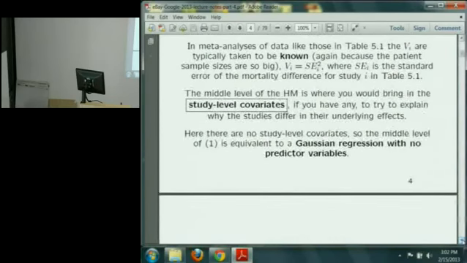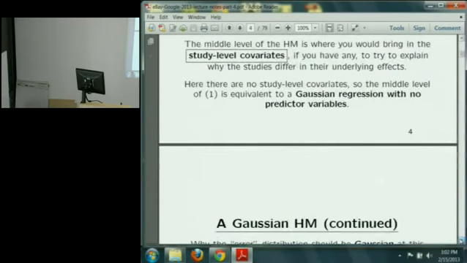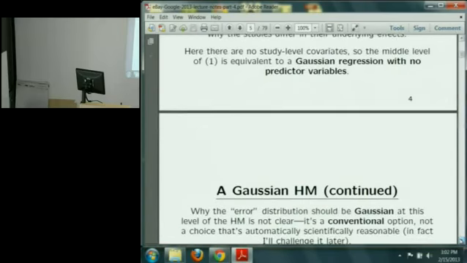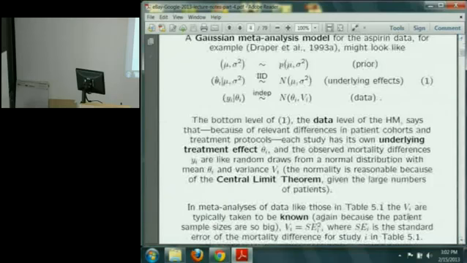In meta-analyses of data like these, the VIs are typically known, or assumed to be taken to be known, because there's so much data. The middle level is where we bring in the study level covariates. Here there aren't any study level covariates. In effect, if you think about it, what would the linear model have looked like here? If there were covariates, the theta i's would no longer be identically distributed. They would be independent of each other, and the mean would differ according to some covariate x, for example. And this is like a regression model with no predictor variables. It's like a regression model with only the intercept term. So in effect, we're doing that.